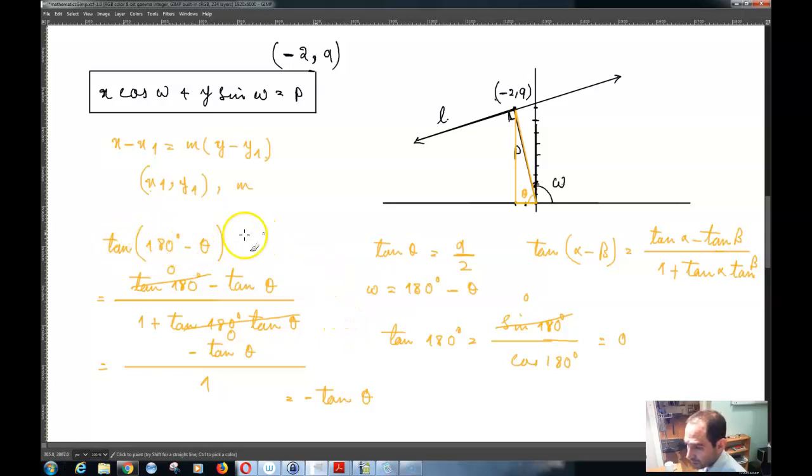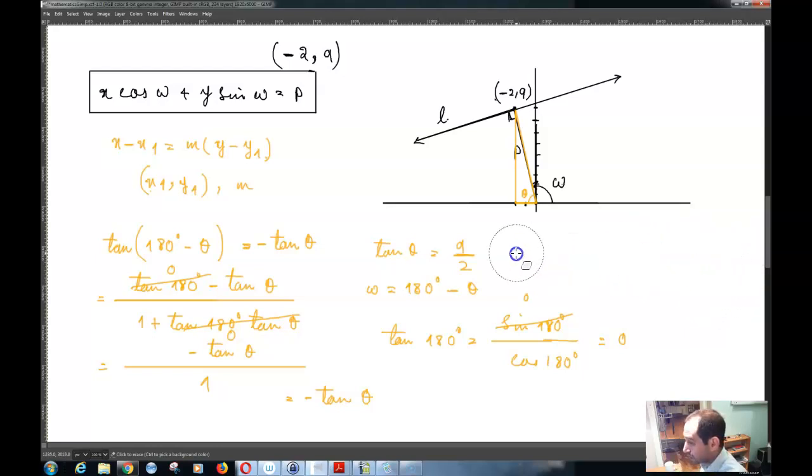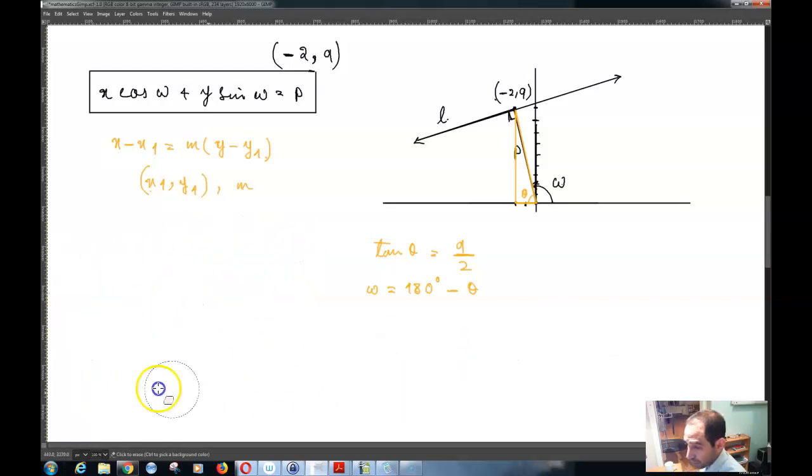So what that means is that tan of 180 degrees minus theta, which is this angle, is equal to negative tan of theta. And it does make sense, because as you can see, suppose that I had this angle over here. Let's say that I have a unit circle.